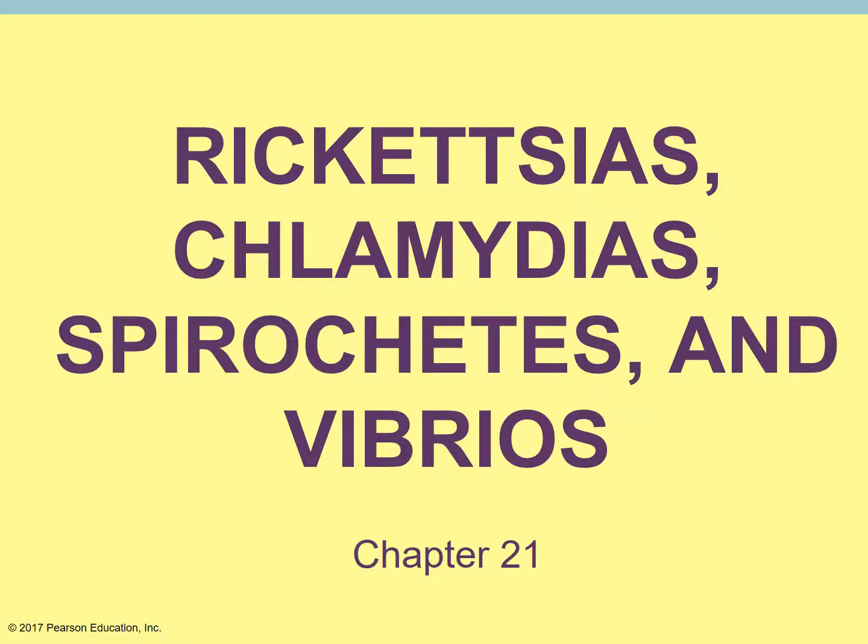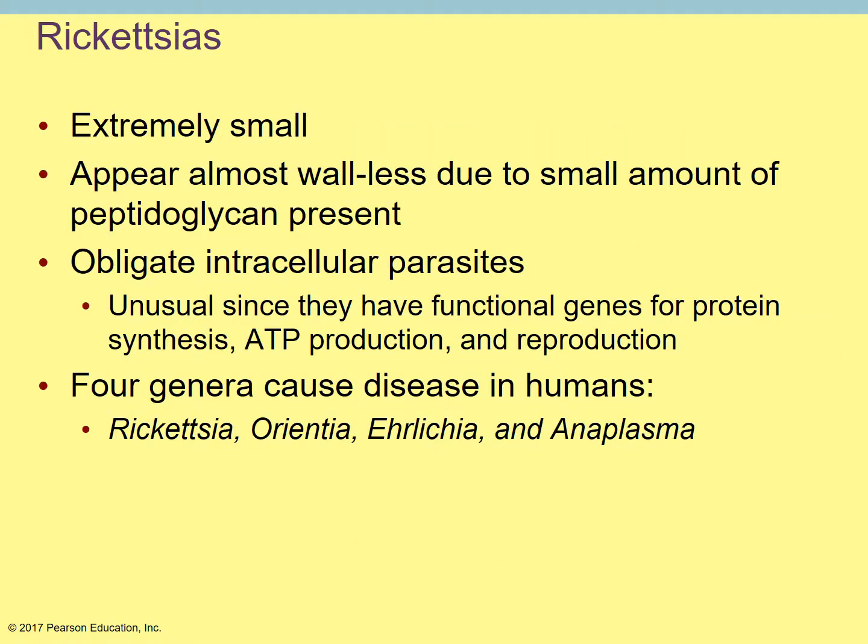This is chapter 21 dealing with Rickettsias, Chlamydias, Spirochetes, and Vibrios, the remaining bacteria. Rickettsias are very small. They have just a very tiny amount of peptidoglycan in their cell wall. They are obligate intracellular parasites.